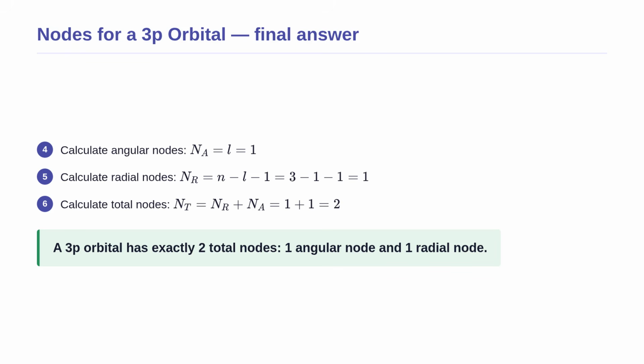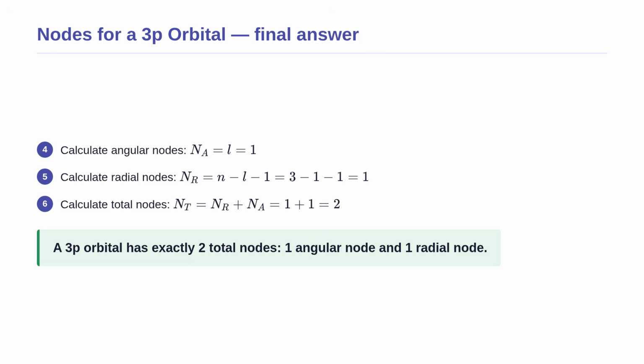Continuing with our 3p orbital, we apply our formulas step by step. First, the angular nodes equal L. So we have exactly one angular node. This means there is one flat plane slicing through the nucleus. Next, we calculate the radial nodes using n minus L minus 1, which is 3 minus 1 minus 1, giving us one radial node. Finally, adding them together, 1 plus 1 gives us two total nodes.